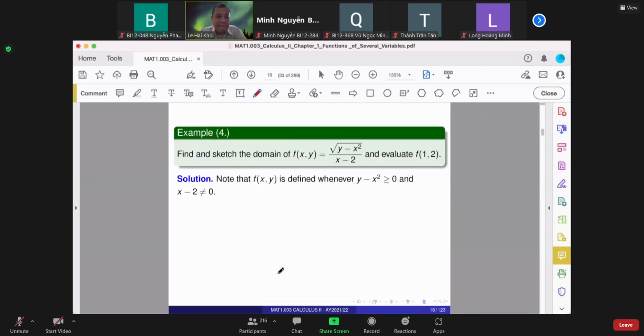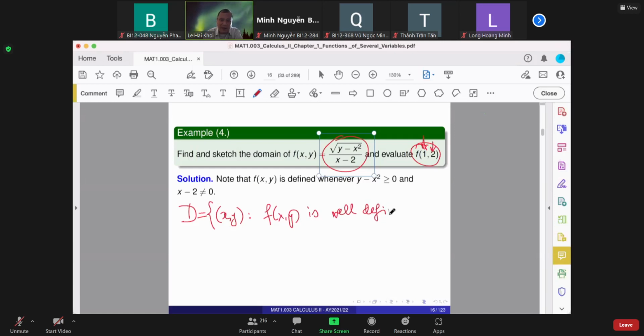Next example. You are asked to find and sketch the domain of this function, and then evaluate it at a point x is 1 and y is 2. The first one, domain of x and y means that you should look at all points x and y for which the formula f(x, y) is well defined.